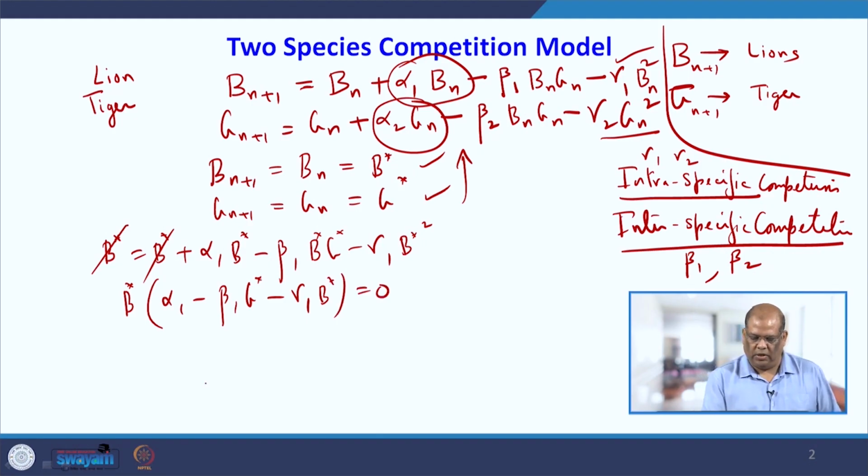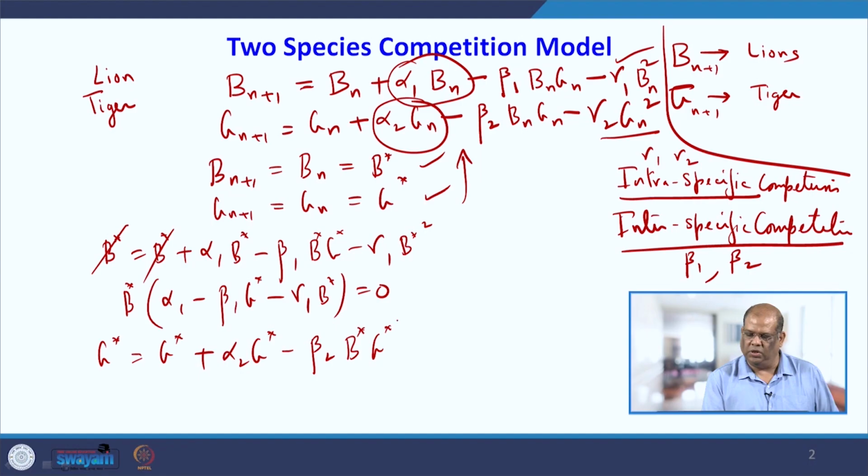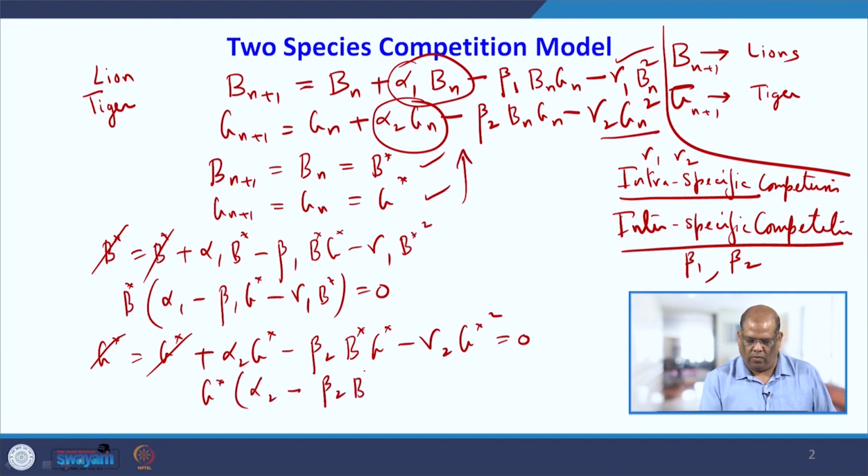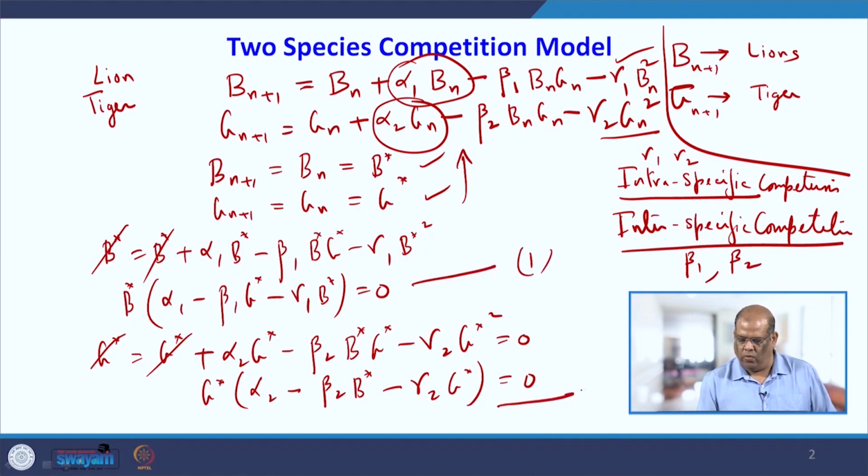From the second equation, similarly, I will get g star equal to g star plus alpha 2 g star minus beta 2 b star g star minus gamma 2 g star square. These two cancel. You take g star common, alpha 2 minus beta 2 b star minus gamma 2 g star. So, from equations 1 and 2 we have to find the equilibrium solution.